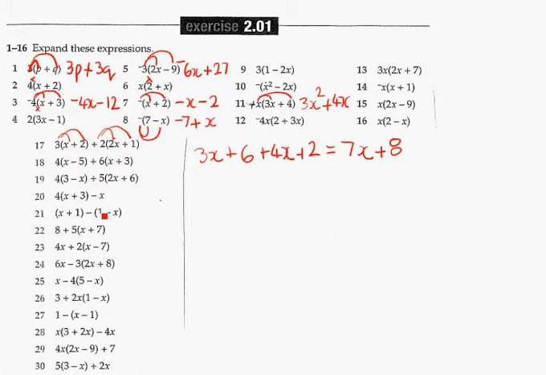And it continues down there until we perhaps try one like number 20. So we'll have a go at number 20. 4 times x is 4x, plus 12, and then I've got a minus x on the end. Once again, we can gather up the like terms. 4x take away 1x is 3x, plus 12.